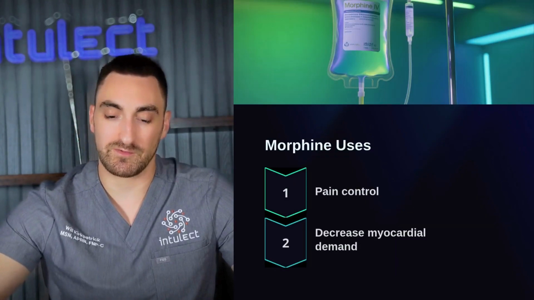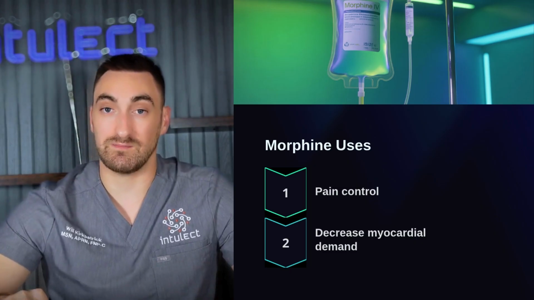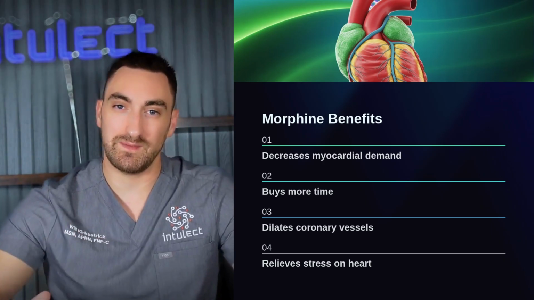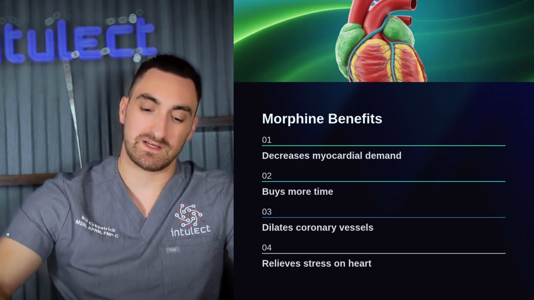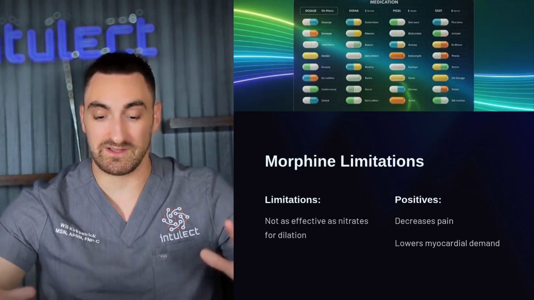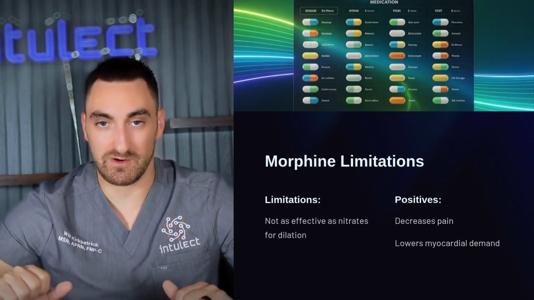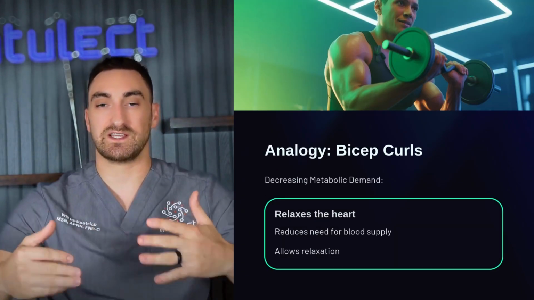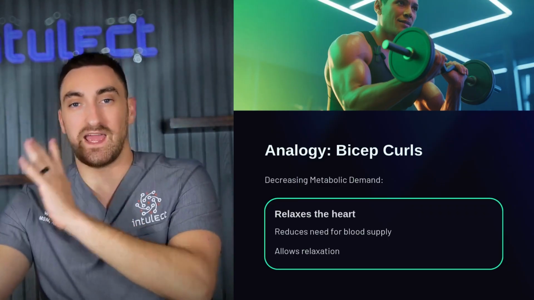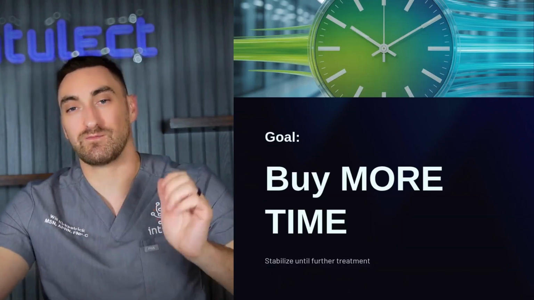So morphine is used for pain control typically. It's used to also decrease the myocardial demand. So when you decrease that, it allows you some more time. You buy some more time basically, because you're relieving that, you're dilating those coronary vessels. The attempt is to dilate them, but it's not as effective as nitrates. But it does decrease the pain. It does decrease myocardial demand. So you're kind of decreasing the metabolic demand. So if I'm doing bicep curls once again, I'm essentially saying, hey, you don't need that much blood supply anymore because I'm allowing you to relax now. So, hey, we're going to buy you some more time.